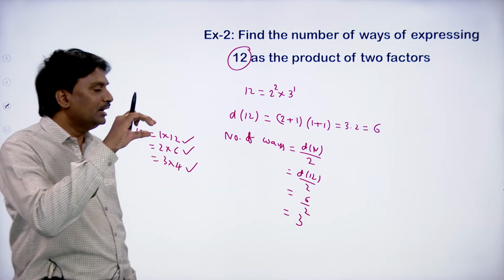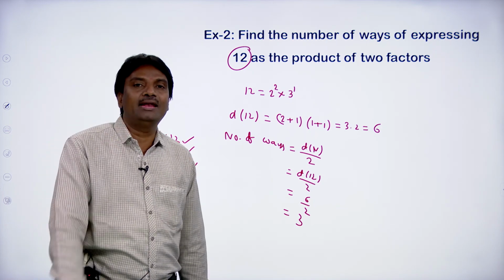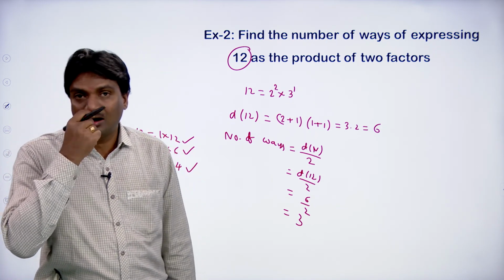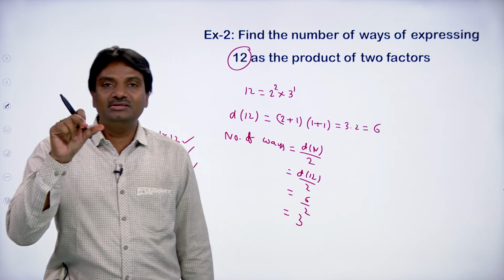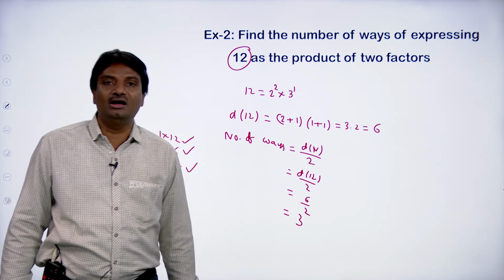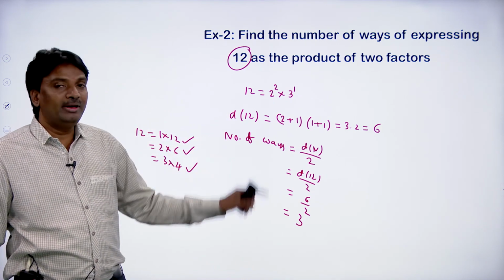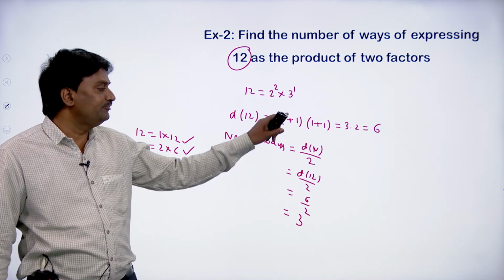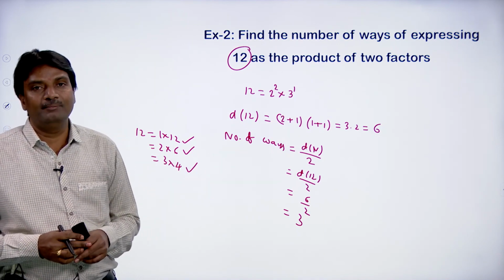Before doing the problem, we have to check whether the given number is a perfect square or not. If the given number is a perfect square, we use the formula (d(n) + 1)/2. If the given number is not a perfect square, then we use the formula d(n)/2.